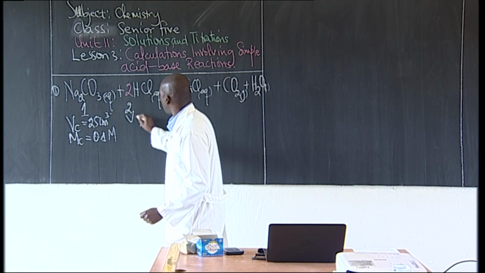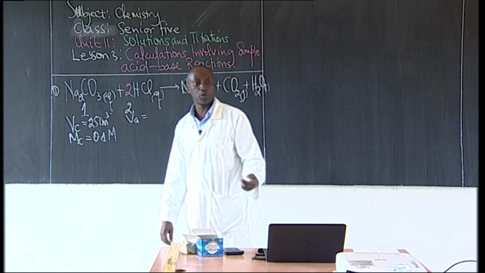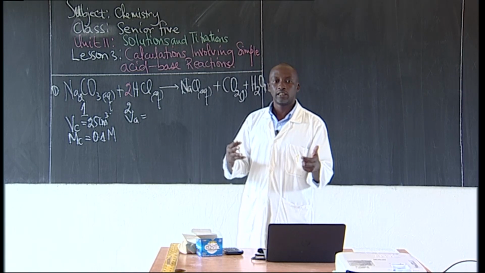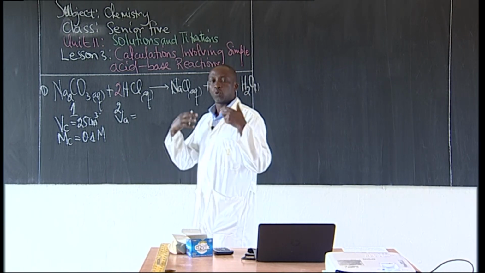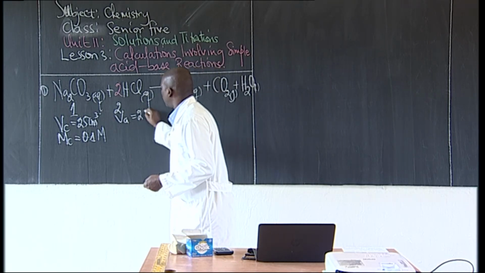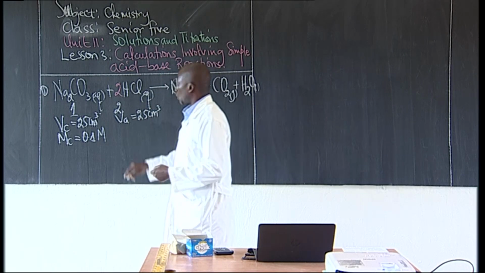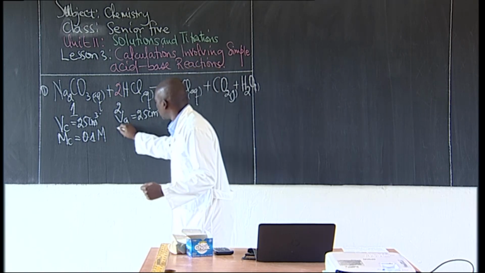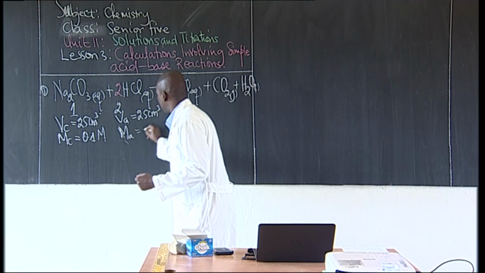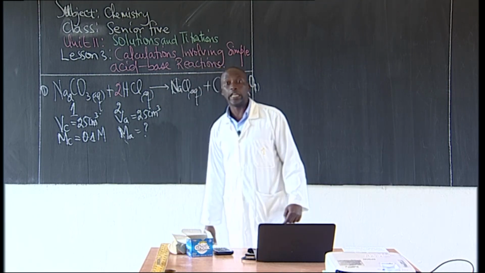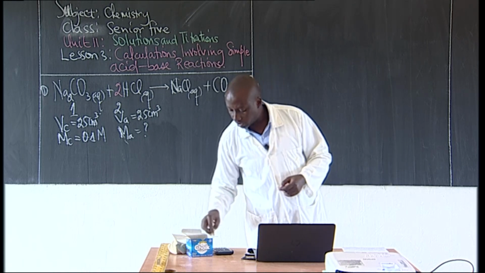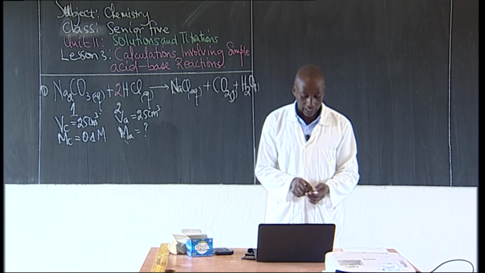The volume of the acid, what is the volume of the acid? 25 cubic centimeters of the acid were needed for complete reaction. So we have, this is 25 as well. So do we have the volume? We are asked to calculate the molarity of the acid. So this is what is needed. So once you have the data like that, then you are safe. The rest become very simple.